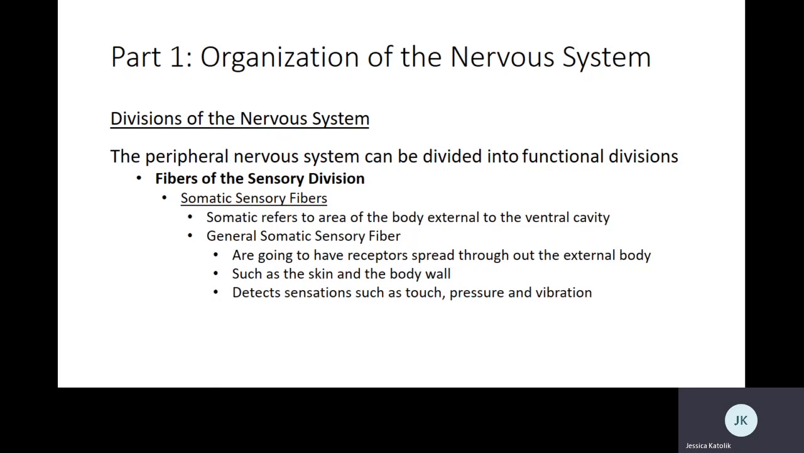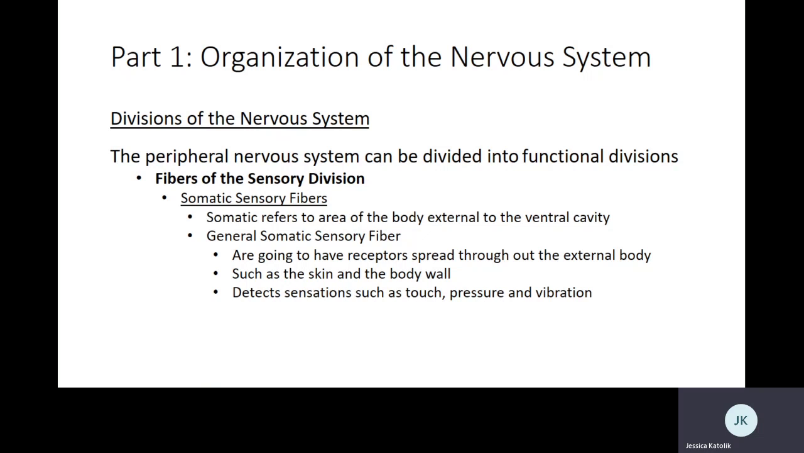Visceral, on the other hand, and we'll talk about it in more detail in a bit, refers to nerve fibers or axons that innervate the ventral cavity. So it's going to innervate organs such as the digestive system, the heart, the liver, those sorts of organs that are inside of that cavity.